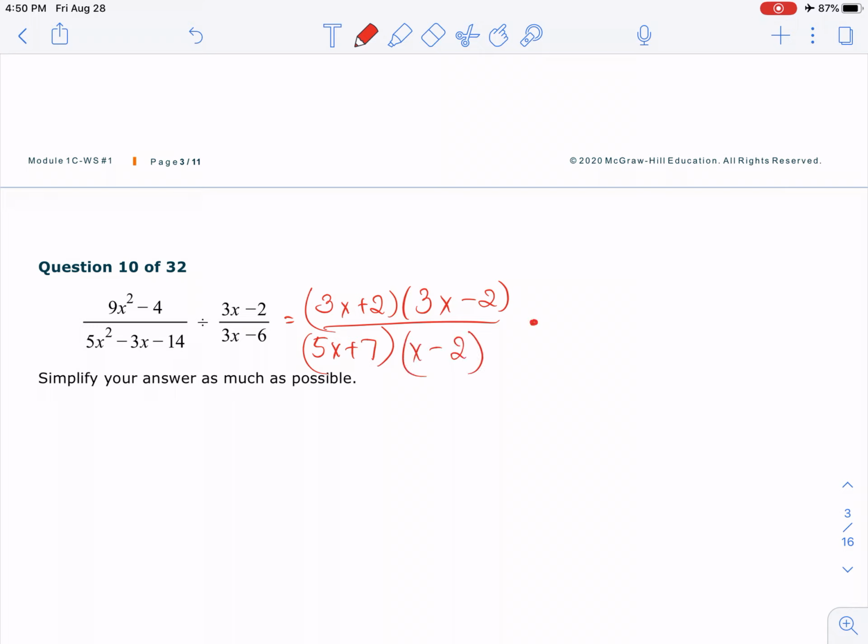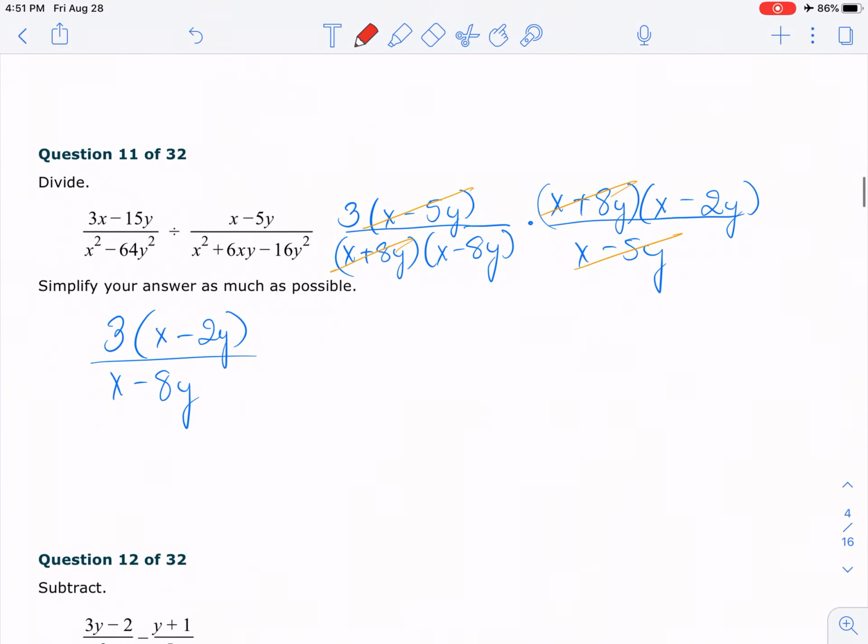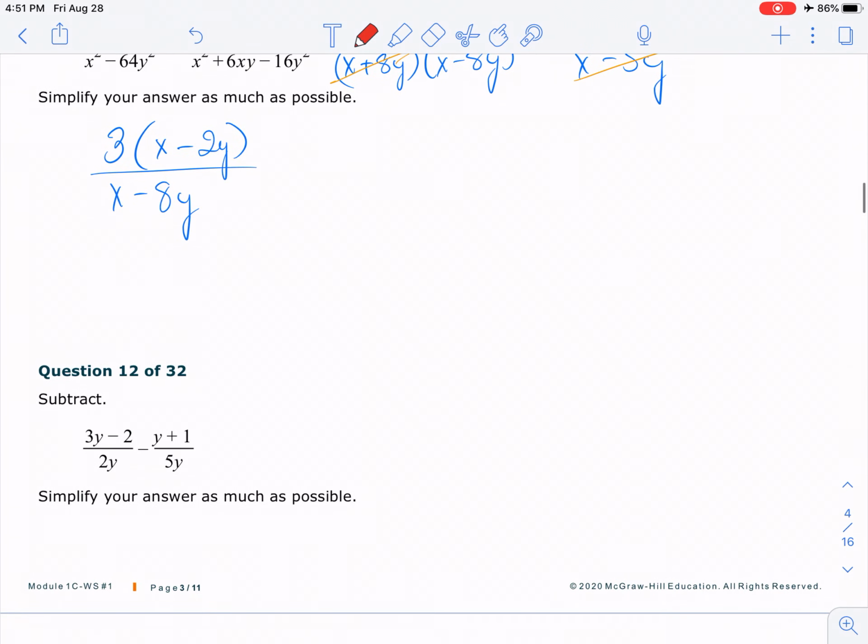And then we multiply by 3, x minus 2. On the bottom, we have 3x minus 2. So cancel, cancel, cancel, cancel. I ended up with 3x plus 2 on top. On the bottom, we have 5x plus 7. All right, so division, multiplication, quite simple.